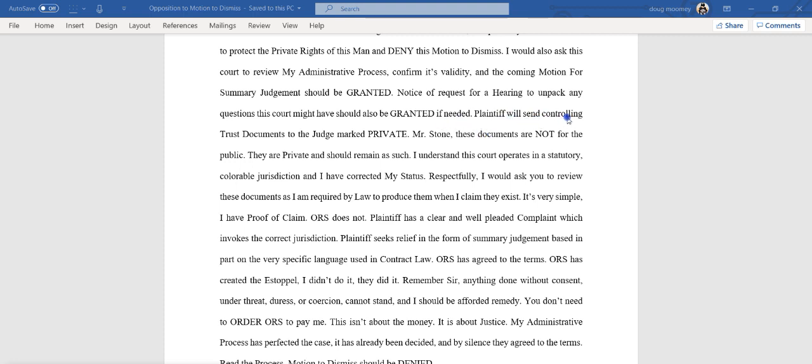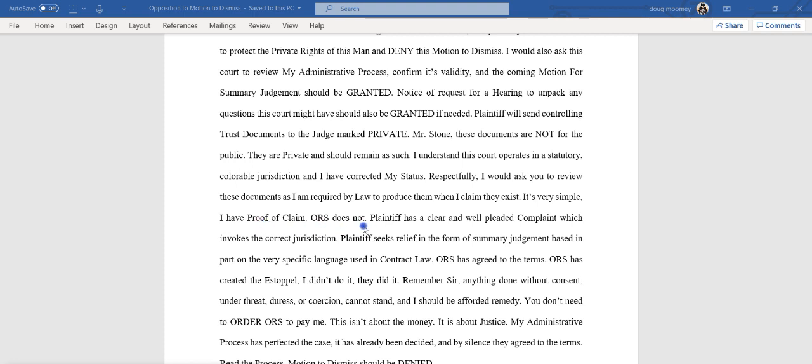So let's see. Plaintiff will send controlling trust documents to the judge marked private, which I did the other day. Mr. Stone, okay, I'm not talking to Mr. Andrew Stone, all cap. I'm talking to Mr. Stone, your individual, okay, the man. These documents are not for the public. They are private and they should remain as such. I understand this court operates in a statutory, colorable jurisdiction, and I have corrected my status. Respectfully, I would ask you to review these documents as I am required by law to produce them when I claim they exist. It's very simple.